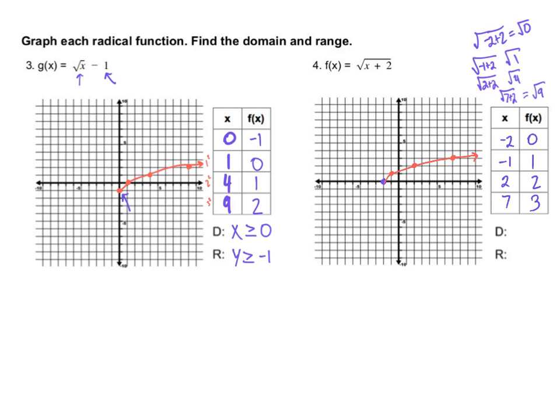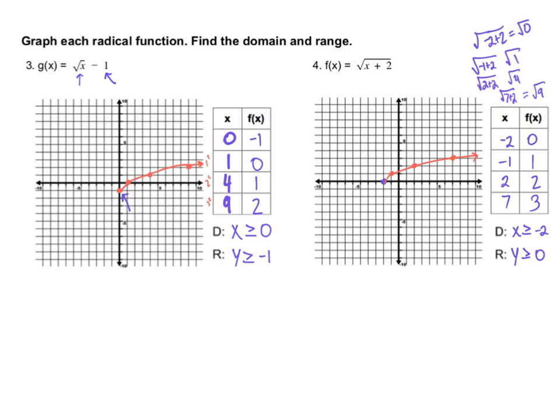So our domain for this one, our x values are greater than or equal to -2, and that's because we moved 2 to the left. Our range values now go back to what they are in the parent function, just greater than or equal to 0, because there's no vertical transformation at all.